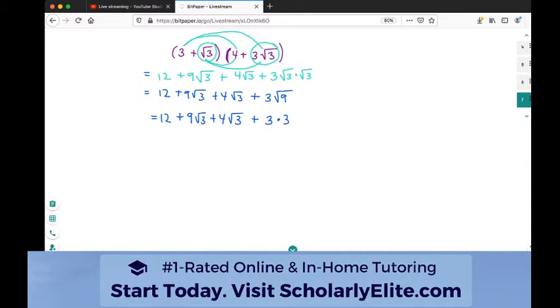The root of anything times the root of the same thing is always the thing inside of the radicand. So it could literally be like root of monkeys, and I always use monkeys as an example. I just like monkeys for some reason. But the root of monkeys times the root of monkeys is monkeys.